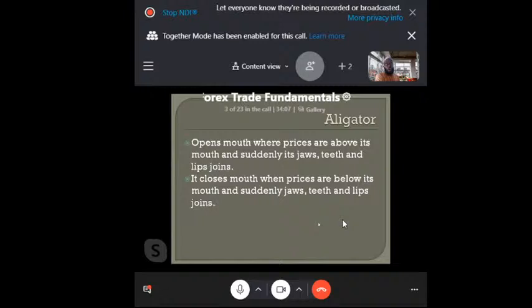Alligator opens mouth where price is above its mouth, and suddenly its jaws, teeth, and leaves join. Remember, when current price is above the alligator, what are you having? Is it support or resistance? When the current price is above the alligator. Good. And it closes mouth when price is below its mouth and suddenly jaws, teeth, and leaves join, as I explained earlier. Good.